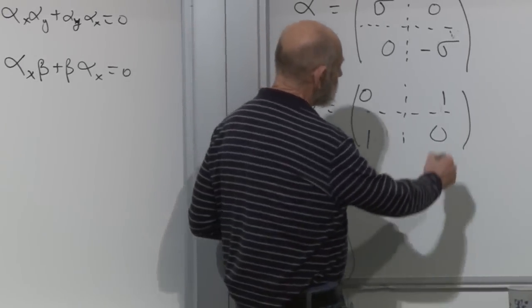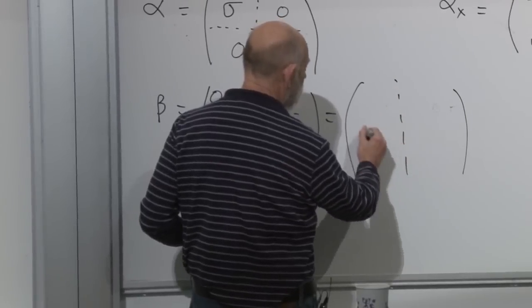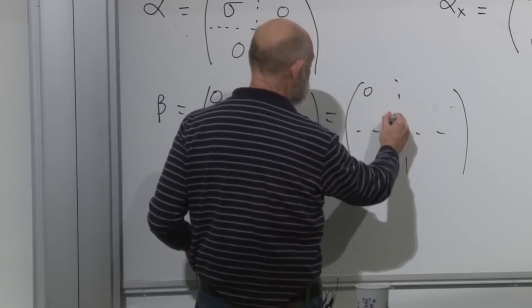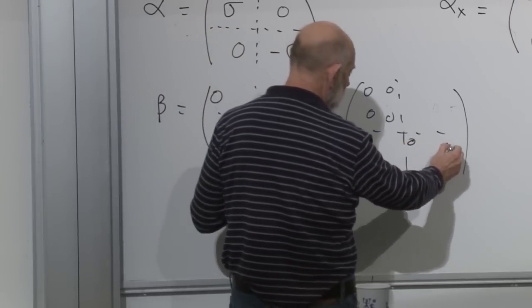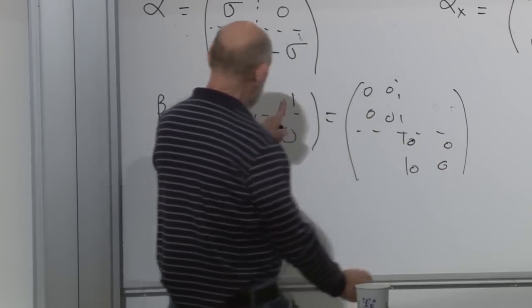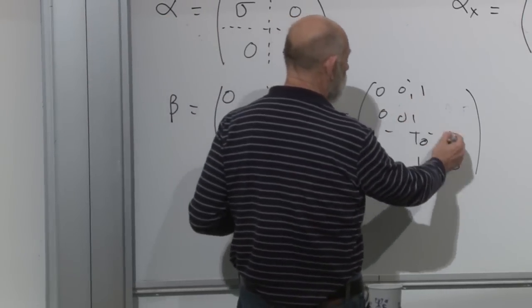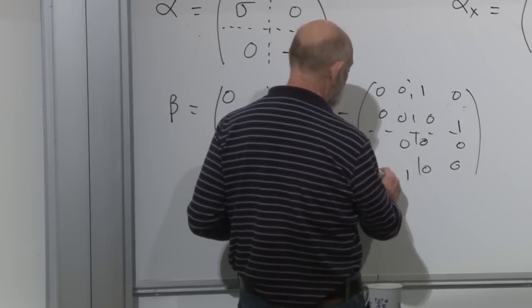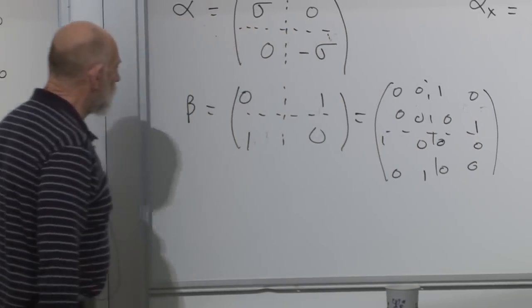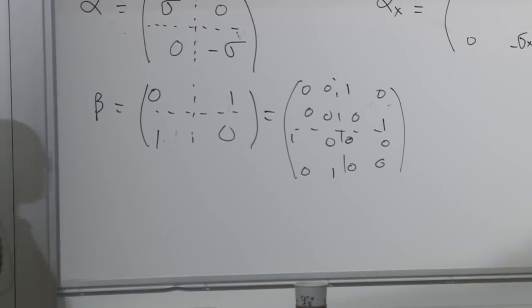So what does this mean? This means in the upper left-hand block here, you put 0, 0, 0, 0. Likewise down here. And what does 1 over here mean? It means the unit matrix, 1, 1, 0, 0, 1, 1, 0, 0. That's beta.